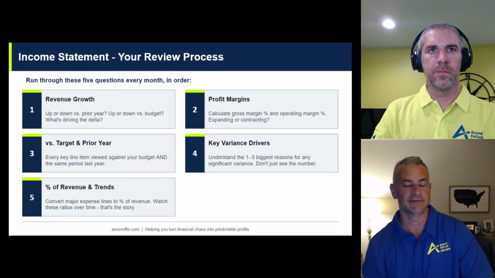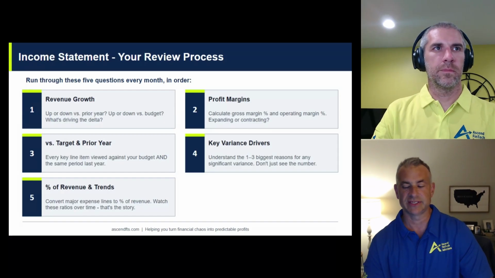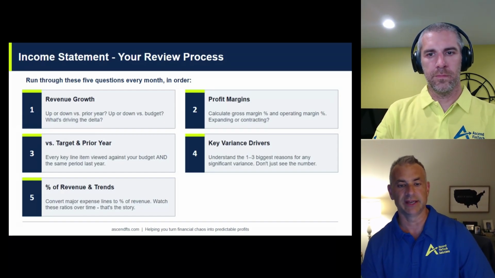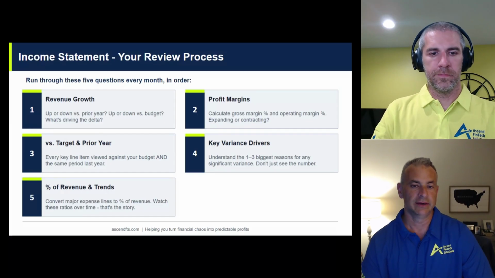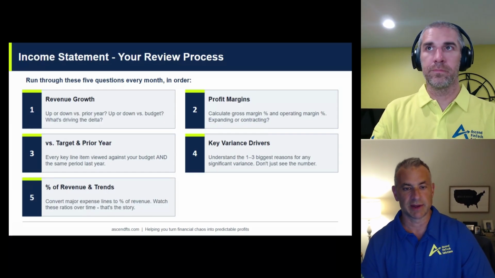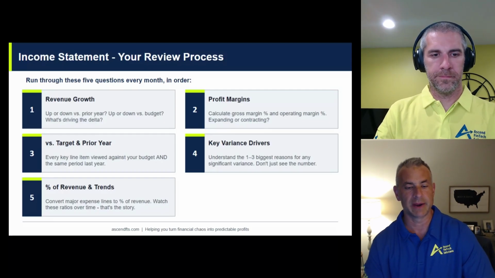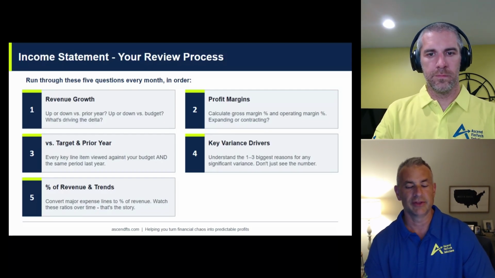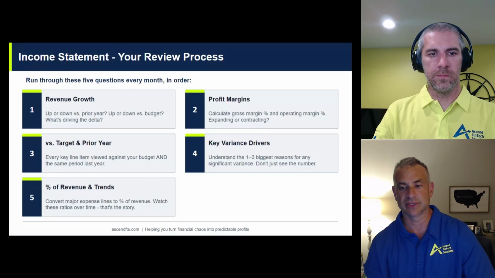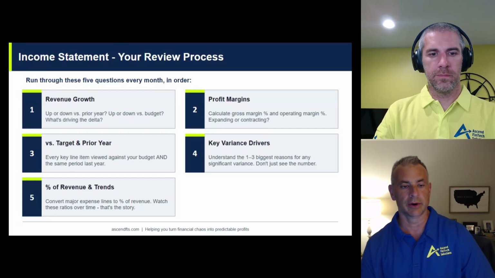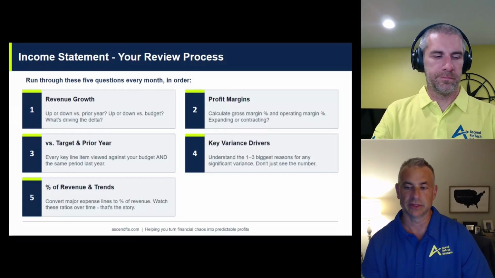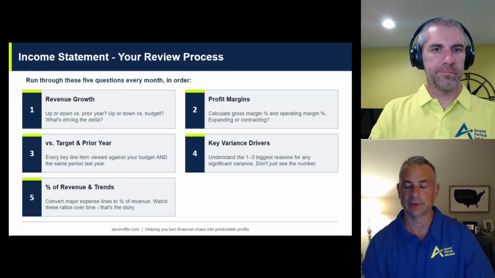You need to look at the variance, see if it's significant, and if it is, understand what's going on and determine if you need to take some action. Then, like we just talked about, the key variance drivers. As you're looking at these versus target and prior year comparisons, what are the bigger items that are sticking out? Are there items that maybe are low-hanging fruit, like we talked about?